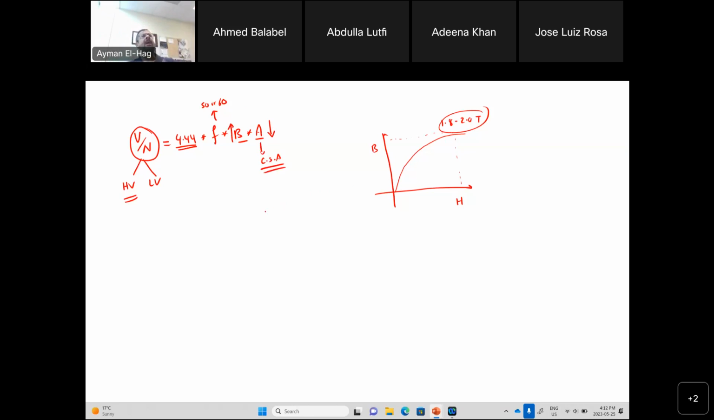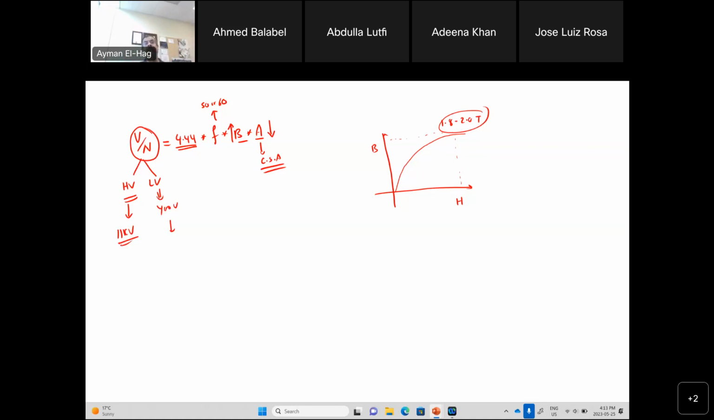Once we decide the cross-section area of the core, now I know the voltage per turn. Then I know how many turns for the high voltage, let's say the voltage was 11 kilovolt. And for the low voltage, let's say 400 volt, I will know the number of turns. So now I know how many turns and what is the cross-section area of the core, and here we start the design of the transformer.